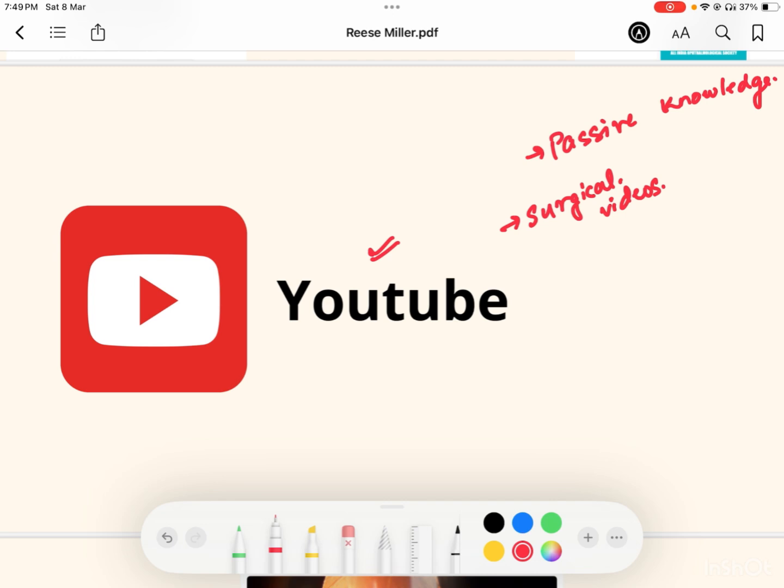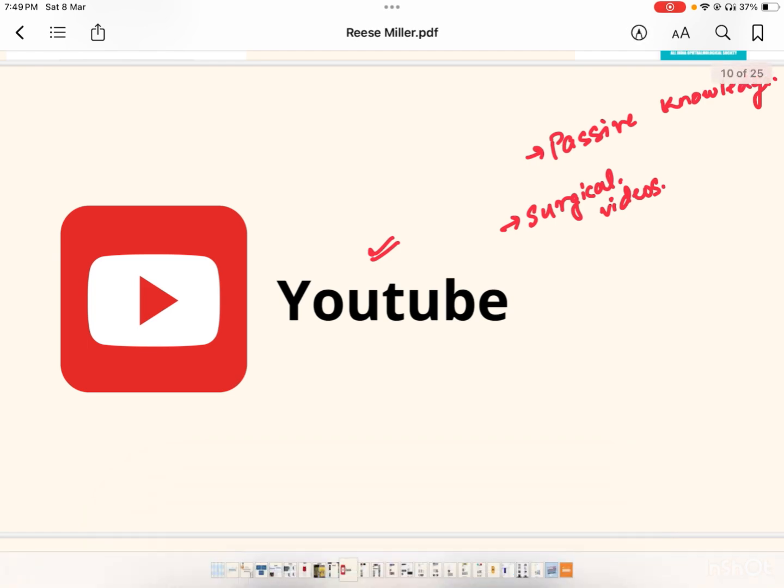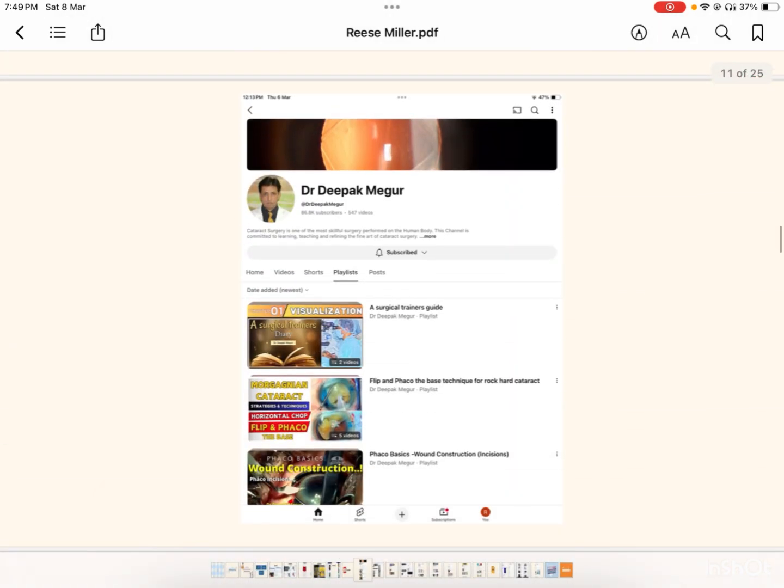Correct. So YouTube is going to be that resource and I'll just go through the YouTube channels that you can refer to. So Dr. Deepak Megur sir, they have FECO videos and a surgical trainees guide. Even I think they have for SICS as well. So you can go through those videos.